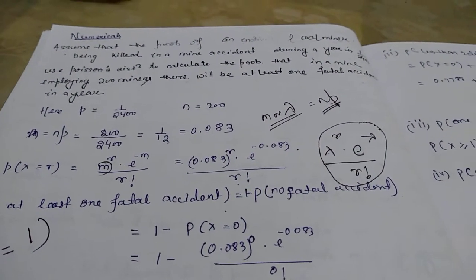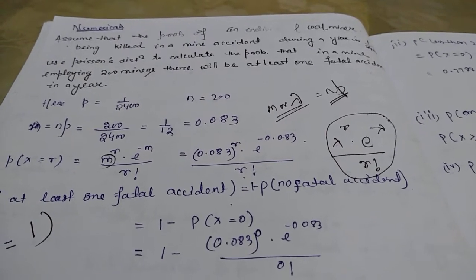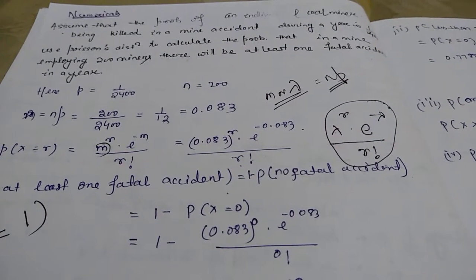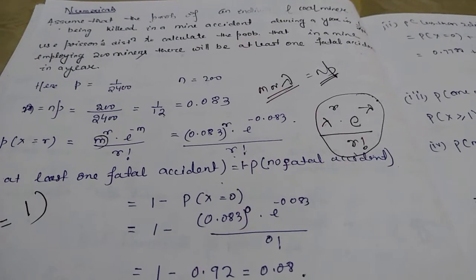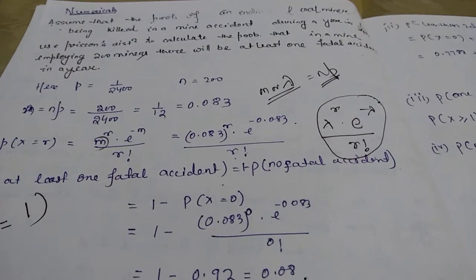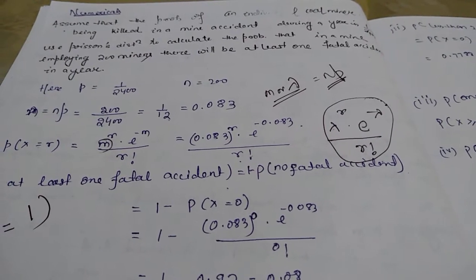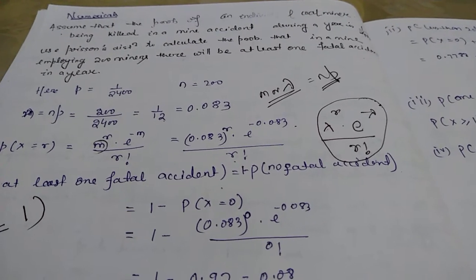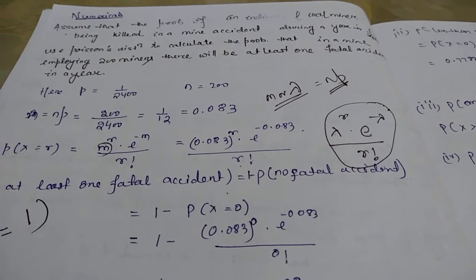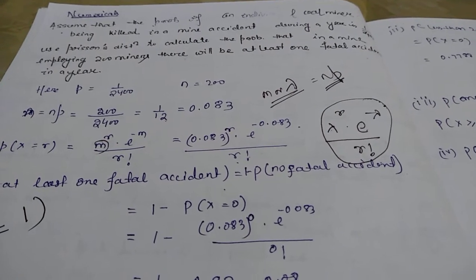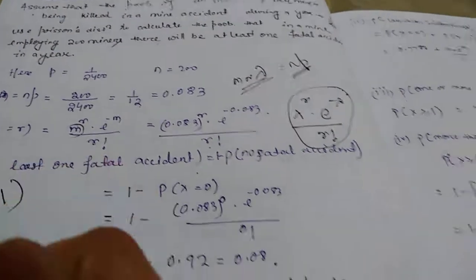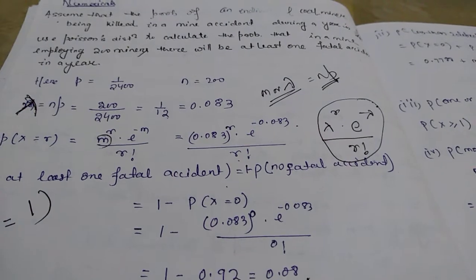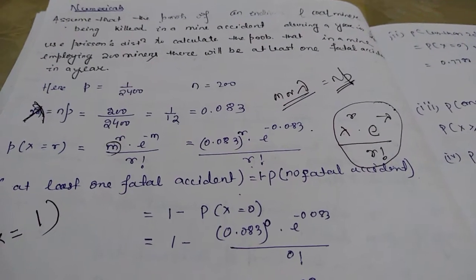So what are the data given here? P is your probability of getting the accident. That is the chance of a miner facing an accident, which is 1 by 2400. So p is equal to 1 by 2400. Here no need to calculate q because we have no need of finding the probability of failure. And n is how much given here? n is equal to 200 because there are 200 miners working in the company. So what is the value of lambda here? Lambda is equal to np, that is 200 by 2400, that is 1 by 12.